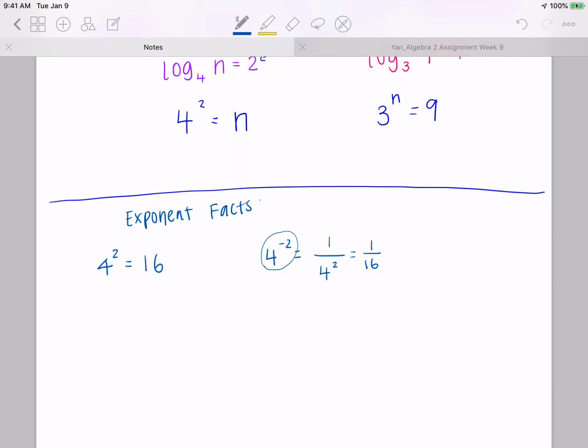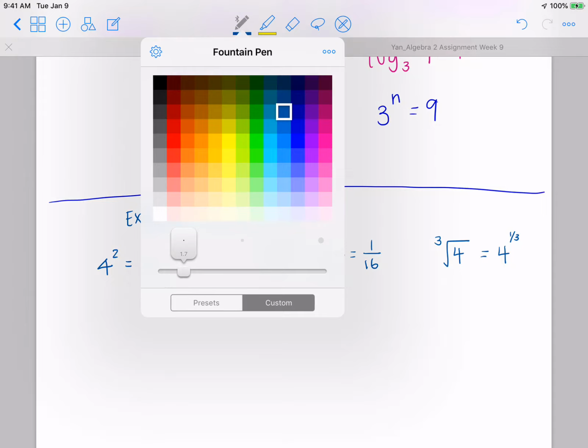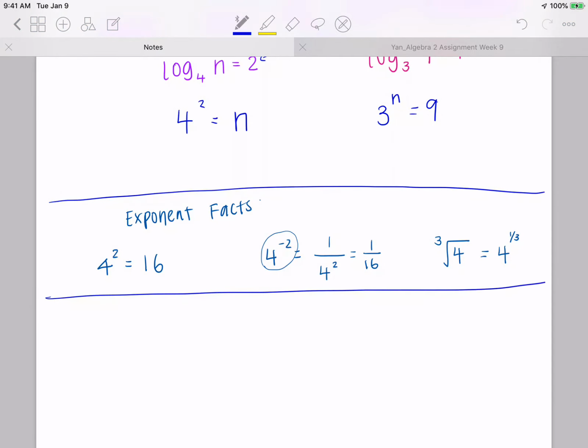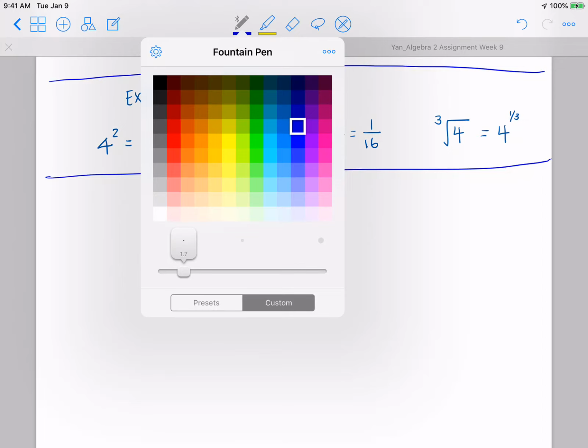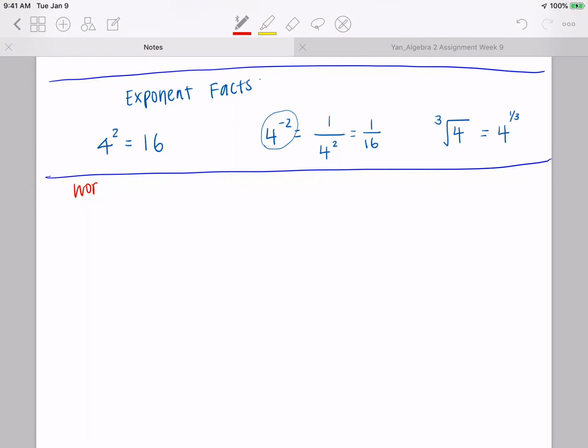And then what if I have the cube root of 4? How do we rewrite that? We rewrite it as 4 to the exponent of 1/3. So these are some of the things you have to keep in mind as we work along. And let's start off with some worked examples from the book.